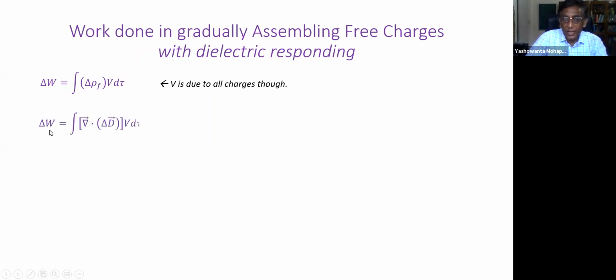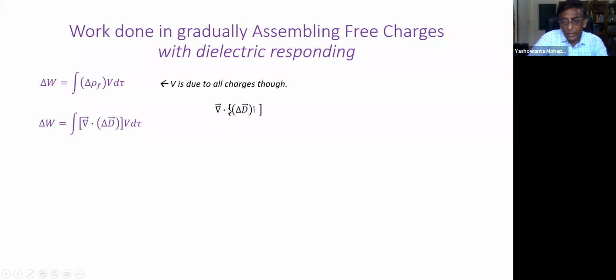Because potential would be because of both the free charges and the bound charges that come into place. So, I can now write this in terms of divergence of delta D. A little bit of delta rho f, I can always express that as divergence of delta D. Rho f is divergence of D, but since there is only a delta amount, I take divergence of delta D, V d tau. Now this clearly implicates that I should look at the divergence of this product.